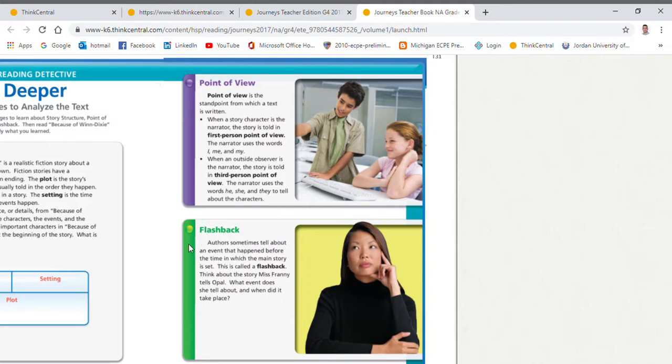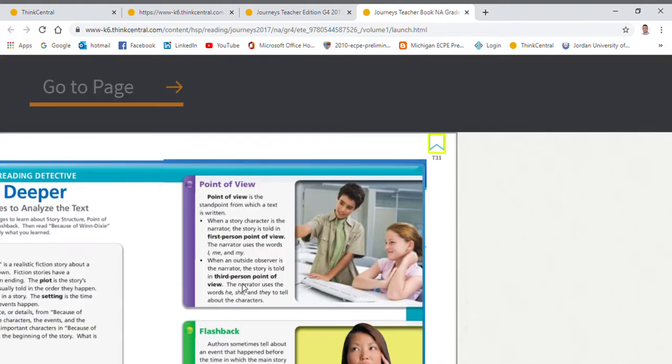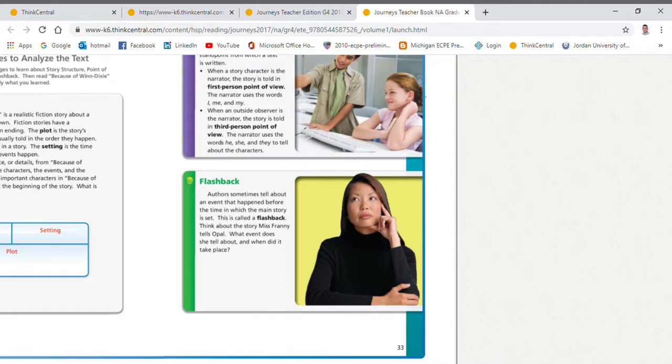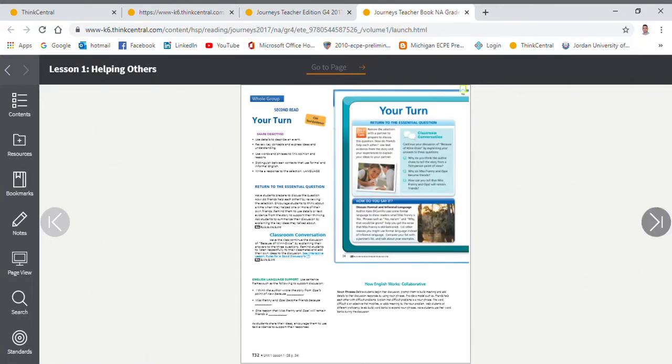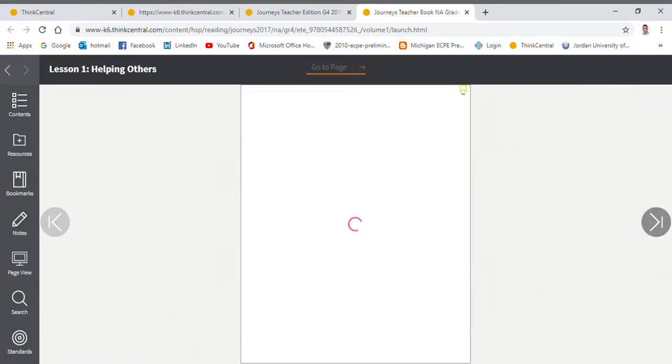Also, according to the analysis of the text, we have a flashback when Miss Franny said that back when Florida was wild. So it's a flashback. She was remembering what happened to her in the past. Okay, so this is related to the analysis of the text, and according to the vocabulary strategy, the vocabulary in context, and the genre and all this stuff.